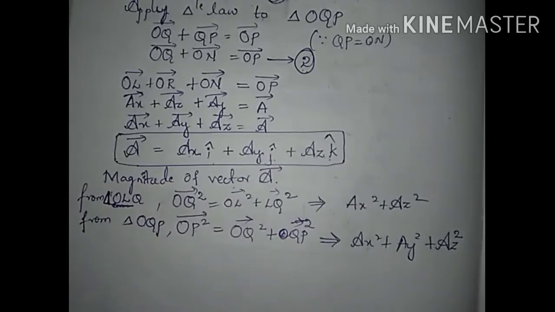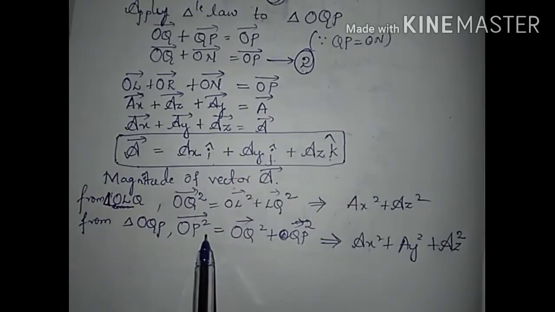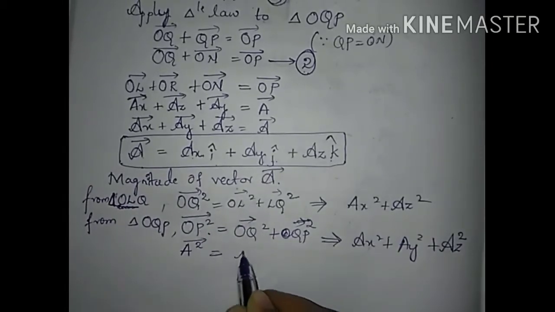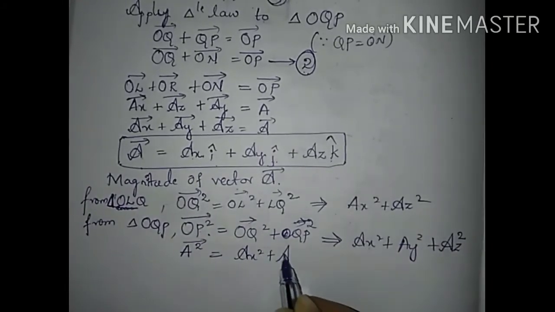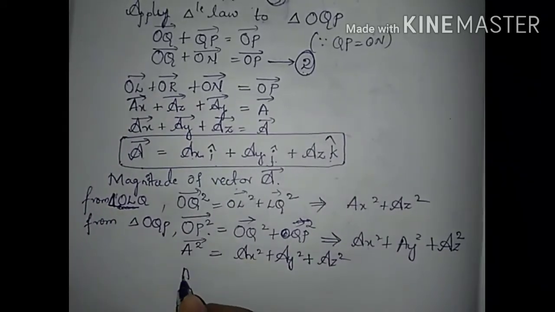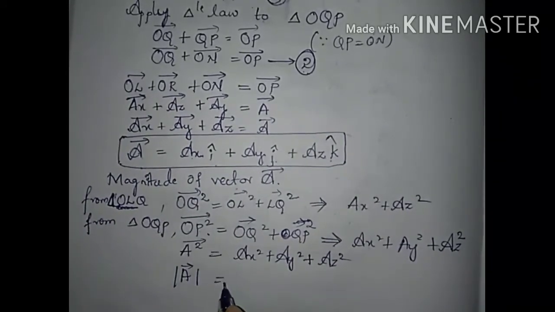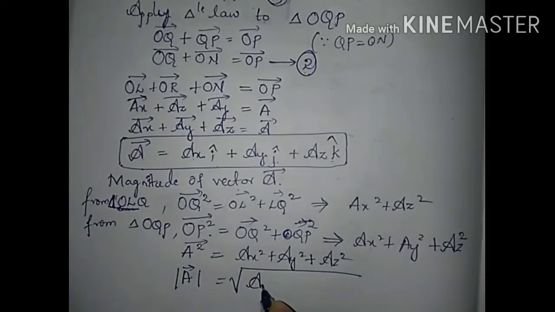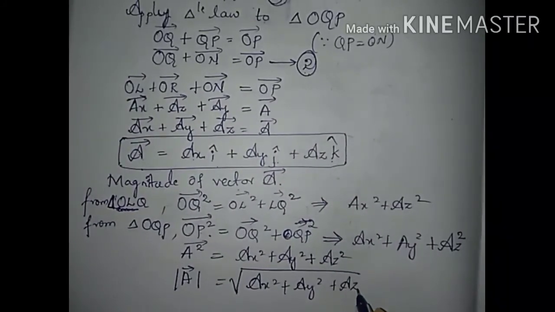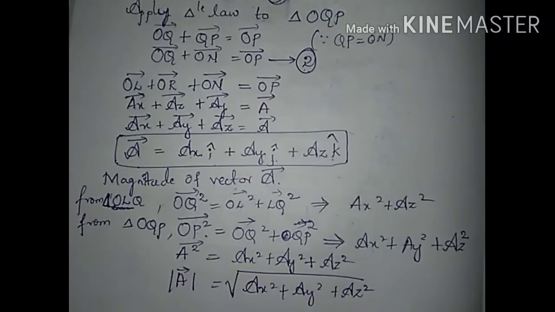Now OP means what? Vector A. So A squared is equal to AX square plus AY square plus AZ square. So the magnitude of vector A will be what? Root over AX square plus AY square plus AZ square. So this is the resolution of a vector into three rectangular components.